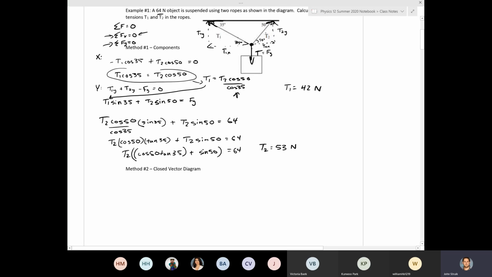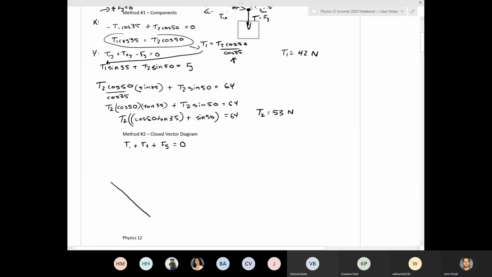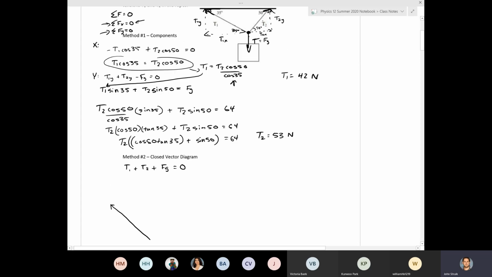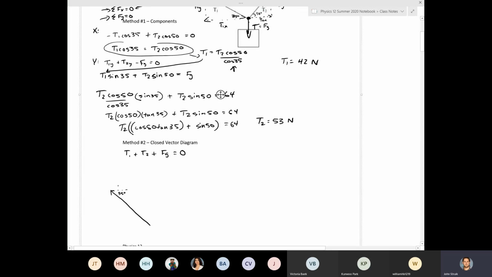So I'm going to add all of these together. It doesn't matter how you add them together, but I'm going to go T1 plus T2 plus FG equals 0. That's the way I'm going to do it. So T1 looks like this, and this is 35 degrees right here. Plus T2, and T2 is a little bit steeper, so it's going to go up that way. And then plus FG equals 0, so I end up where I started.